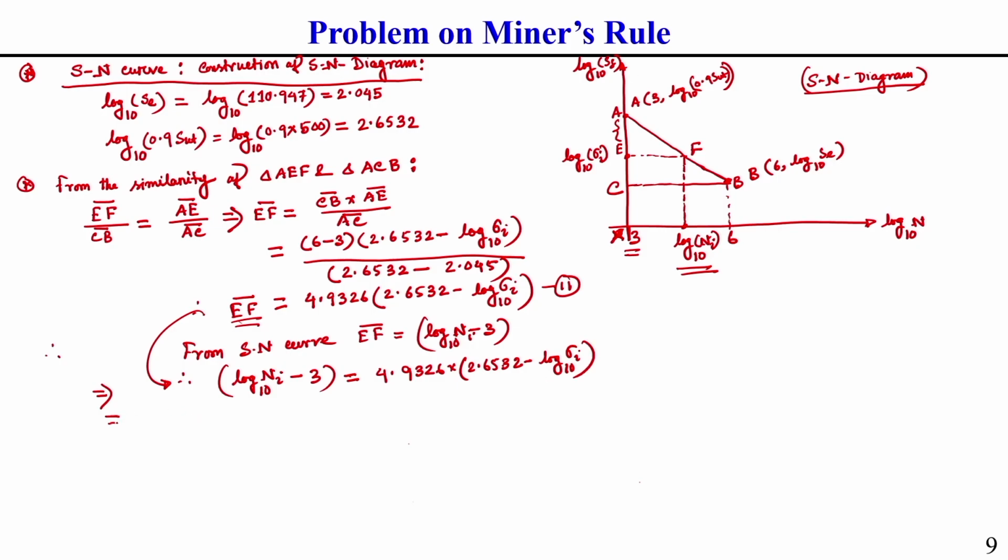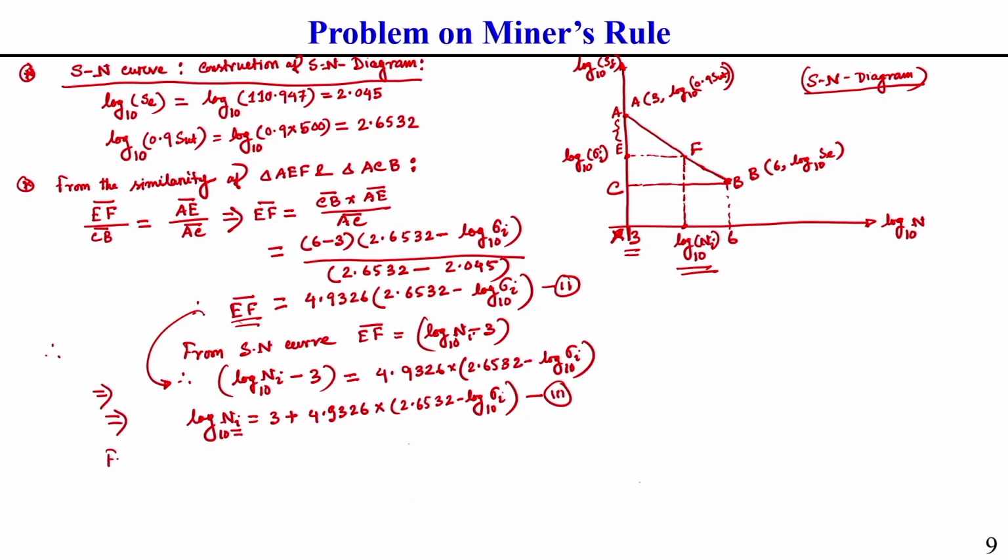Okay. So, from here we can write log 10 capital Ni equal to 3 plus 4.9326 into 2.65 log 10 sigma I. Let this be equation number 3. Now, in this equation, for different sigma values we will find out the fatigue life of that component.